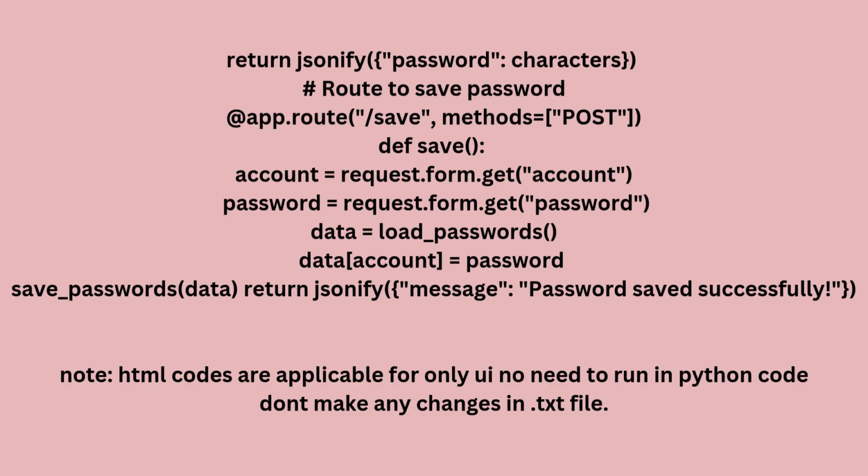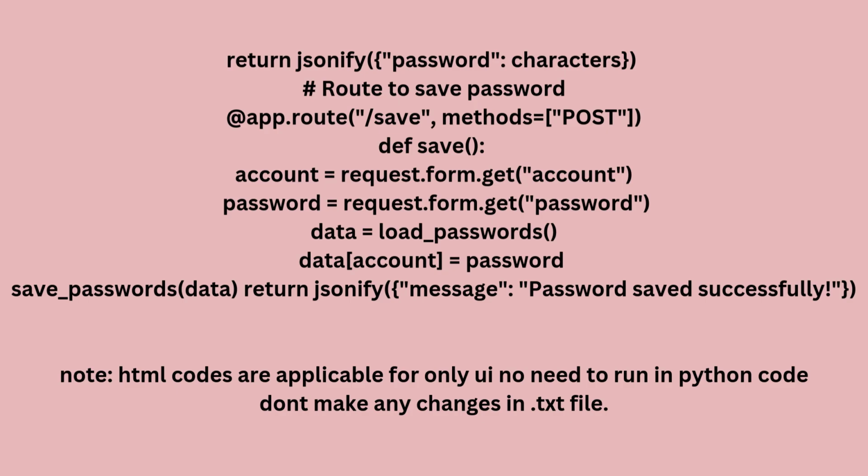Save password. @app.route save, methods equals post. def save: account = request.form.get account, password = request.form.get password, data = load_passwords, data account = password, save_passwords(data), return jsonify message, password saved successfully.